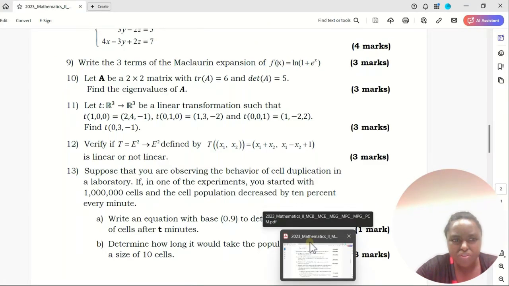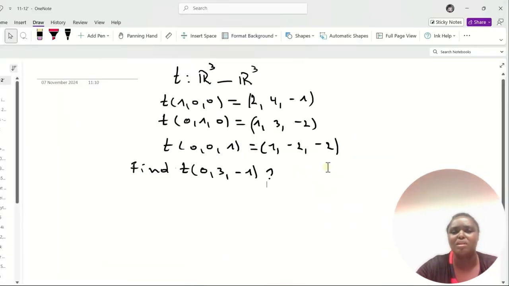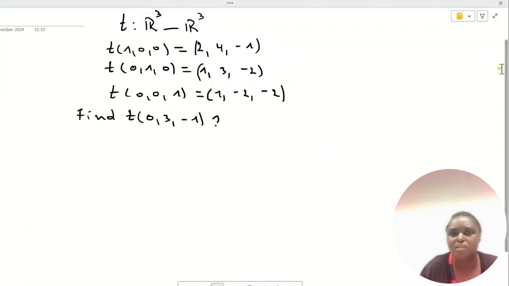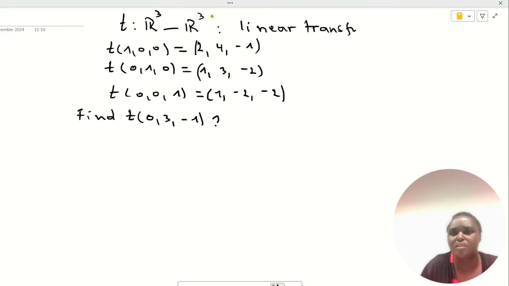T of 0, 3 and minus 1. And we have been told that this function T is a linear transformation. If it is a linear transformation, what does it mean?